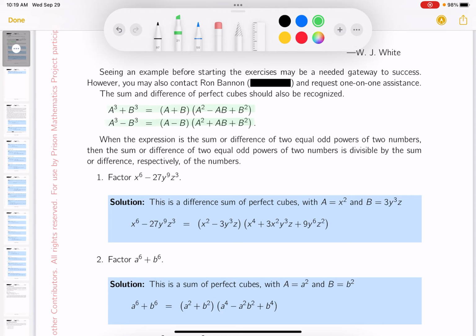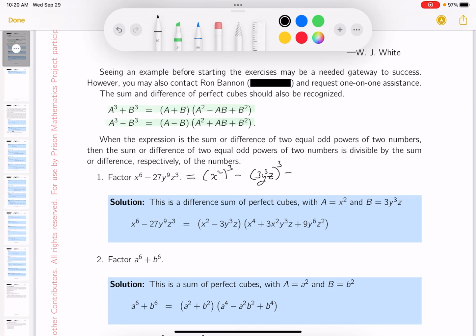All right. So these are two patterns that you would need to know about to do these particular problems over here. Now, reading these things, there's a really good chance that it has something to do with these patterns. So looking at this one, I'm going to say this looks like a difference of perfect cubes. All right, let's write it down. I'm going to say x squared, because x squared cubed is x^6. Then 3, because 3 cubed is 27. And you're going to get y cubed, because y cubed cubed is y^9, and z.